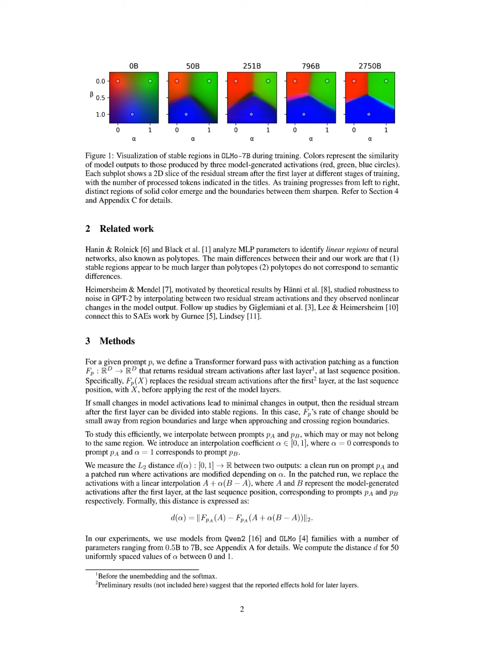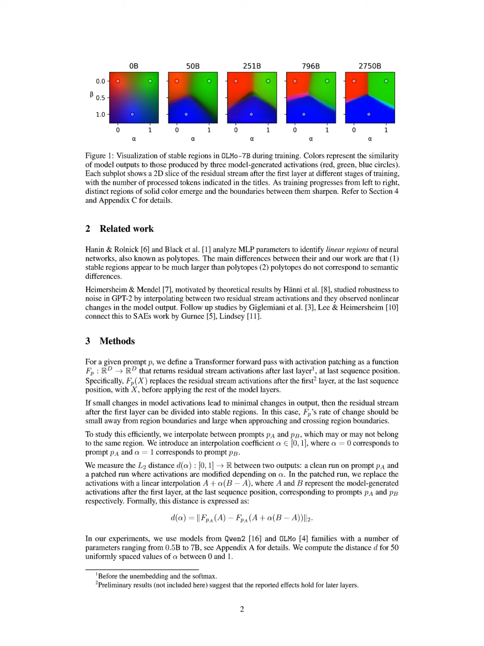The activation patching involves replacing the activations after the first layer with a modified version, represented as A + α(B − A), where A and B are the activations corresponding to prompts P_A and P_B, respectively, and α is an interpolation coefficient ranging from 0 to 1.